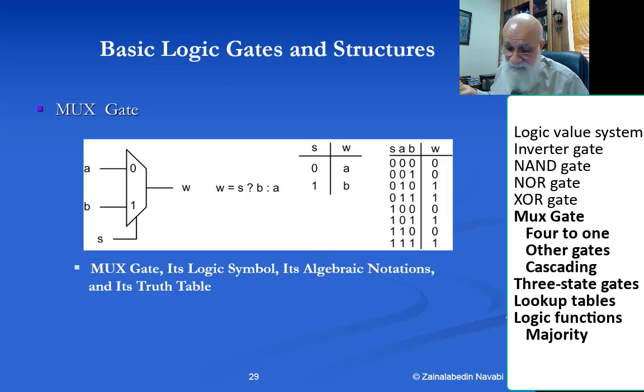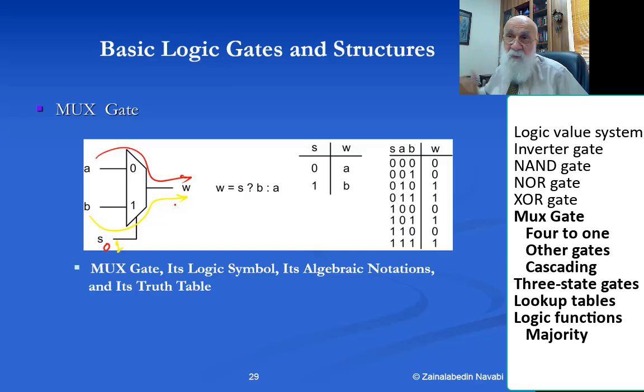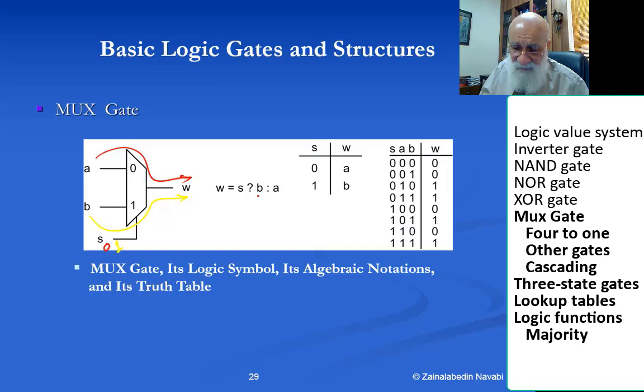A multiplexer is this. It says if S is 0, see the 0 up there, A passes through. If S is 1, B passes through. Okay? Another way of writing it would be W becomes, if S is 1, then B, otherwise A. Okay? Again, W is, if S is 1, then B, otherwise A.